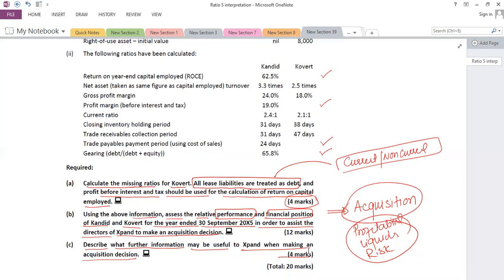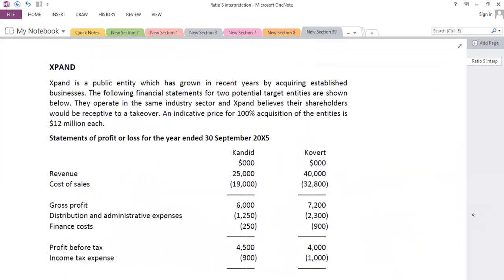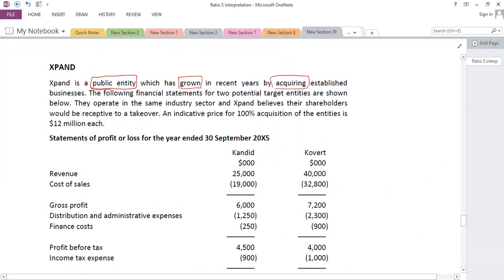So let's begin with the calculation side. Let's first discuss the whole scenario, the whole question. Expend is a public entity. I'm highlighting the useful information that will improve my writing, that will give me points to write. Expend has grown in recent years. How? By acquiring established businesses.